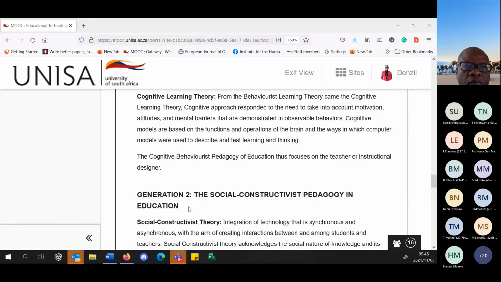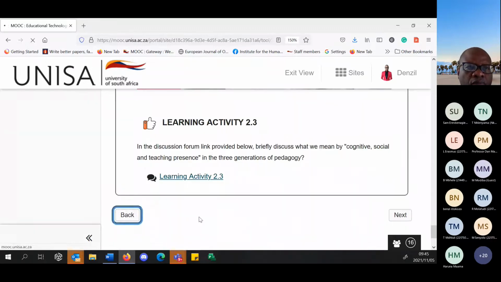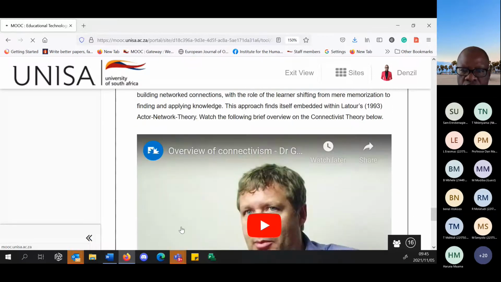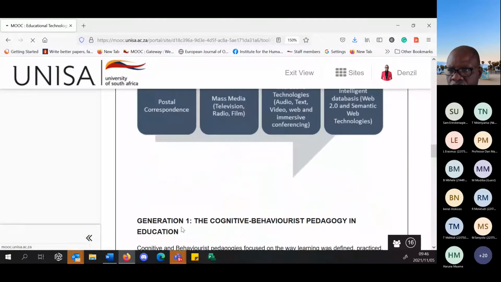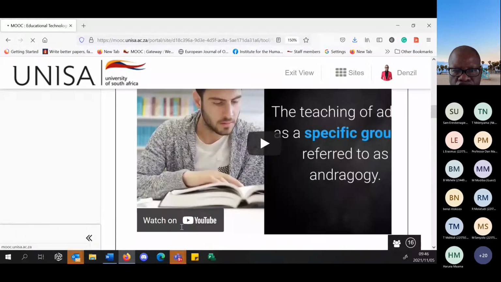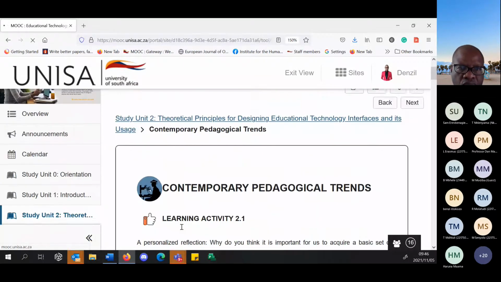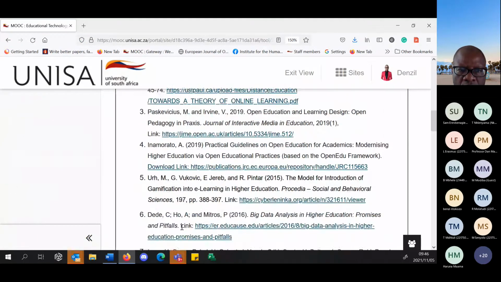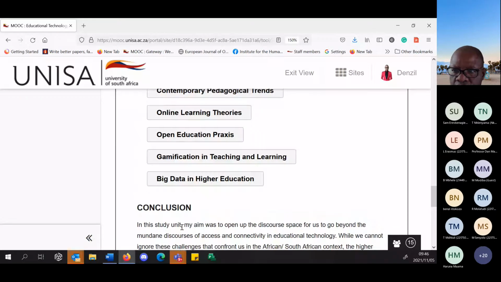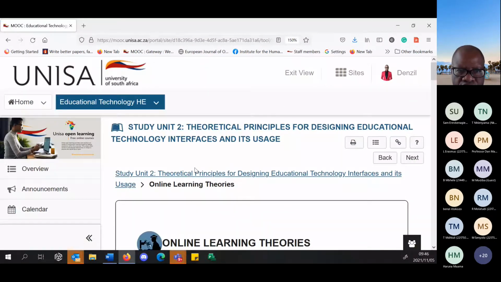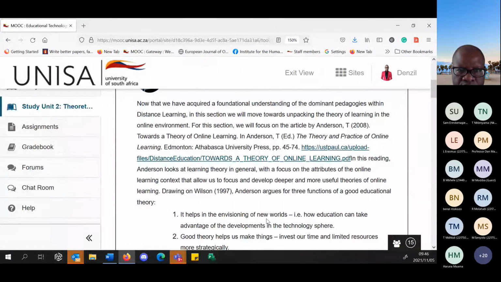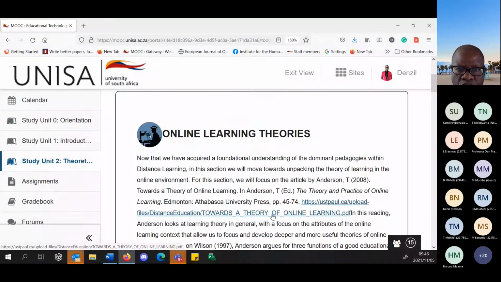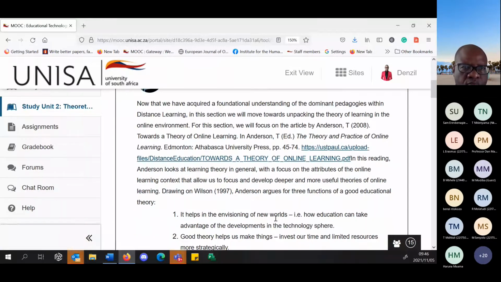So the second theme now looks more specifically at learning theories. And we foreground, we also revert back to Anderson and John as the key thinkers in the space. Okay, so let's go to the second one, online learning theories. And the article here, remember, we're still looking at Anderson and John, right? And here their idea is they focus on the learning context, but also what it means to develop a deeper and more useful theory for online learning.